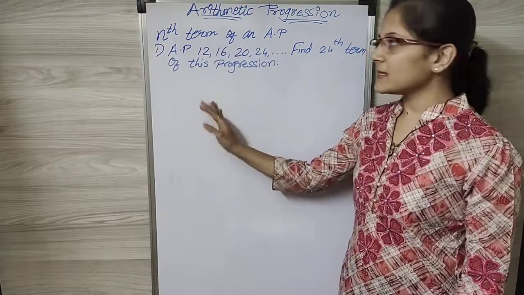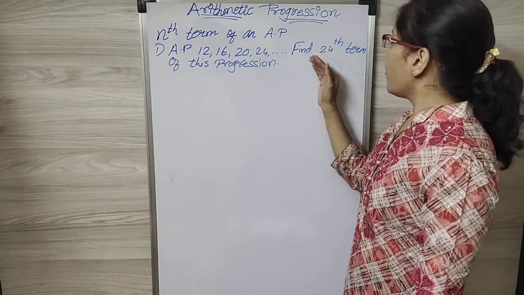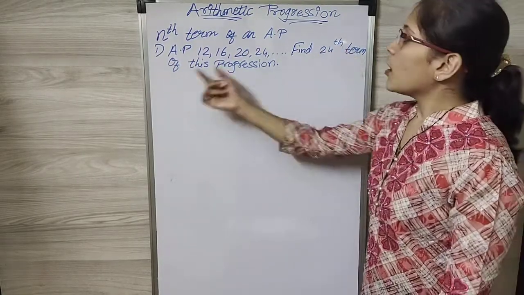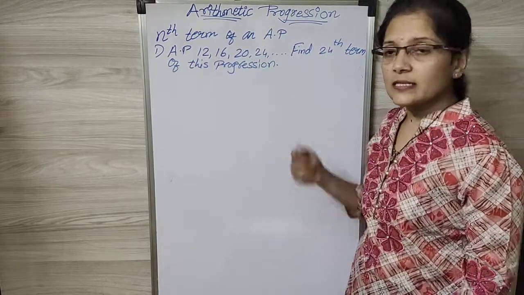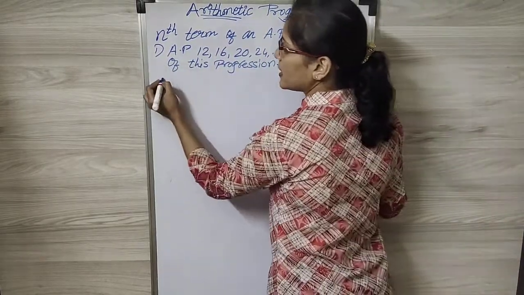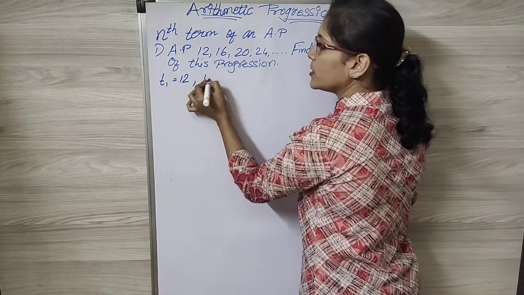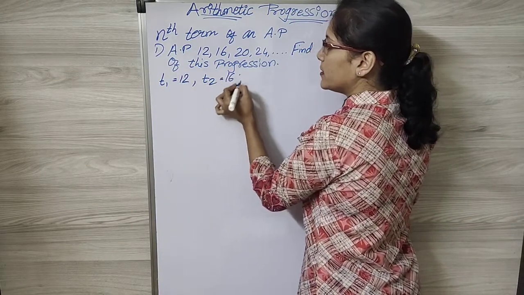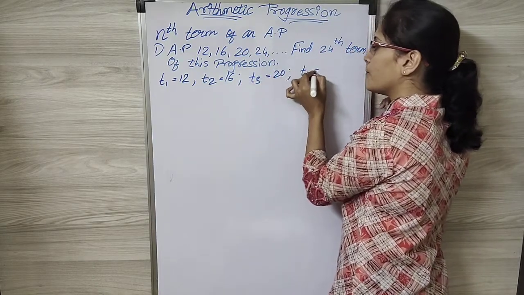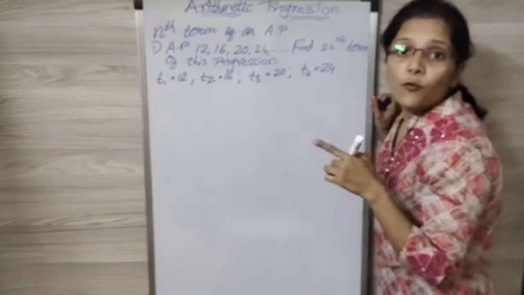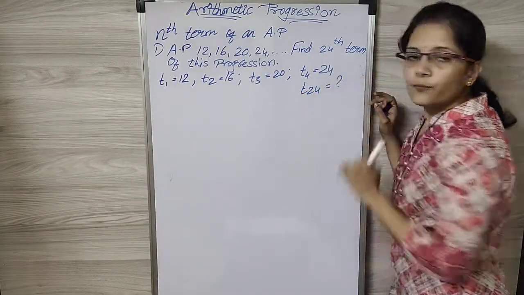The first sum is for the AP 12, 16, 20 and 24. Find the 24th term of this progression. We have to find the 24th term of this sequence, right? Now see here, for this AP, T1 is equal to 12, T2 is equal to 16, T3 is equal to 20 and T4 is equal to 24. What I want to find is T24.